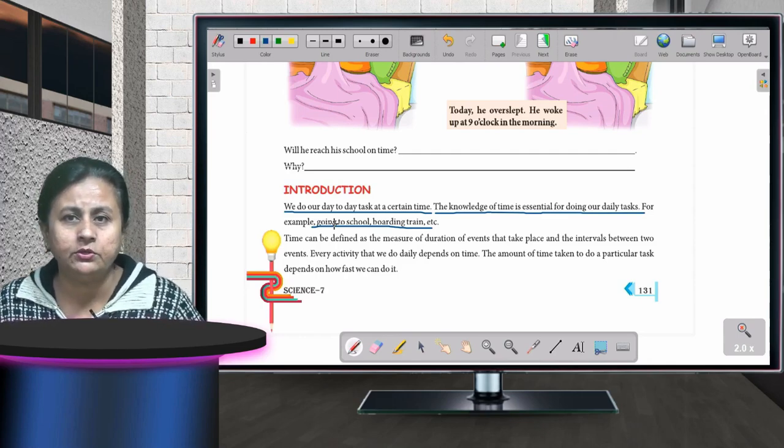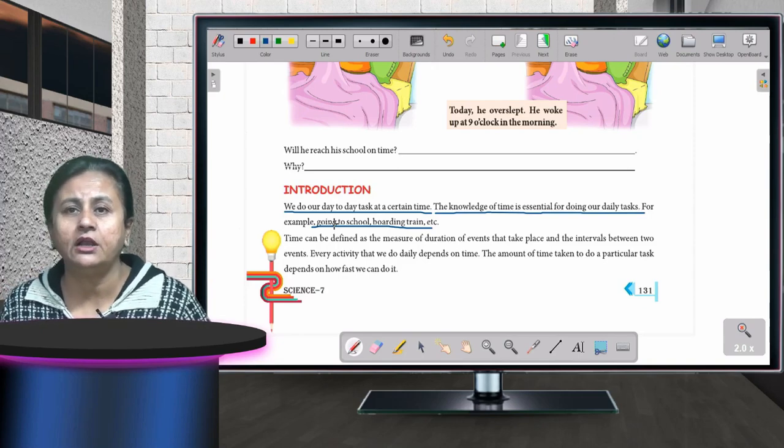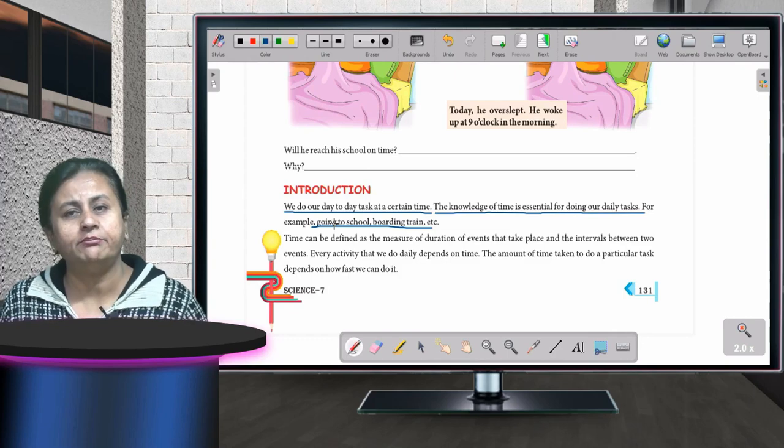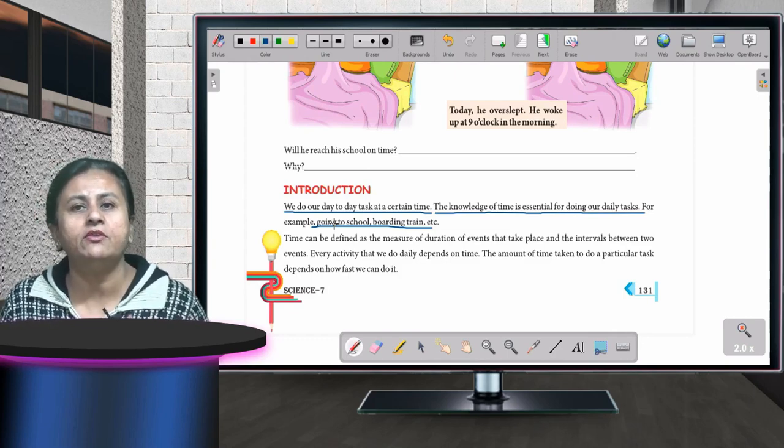You all go to school. If you are late, does your school allow you to get inside? No. Sometimes you are punished or sometimes you are sent back. Why? Because you were not on time. So time is very important.